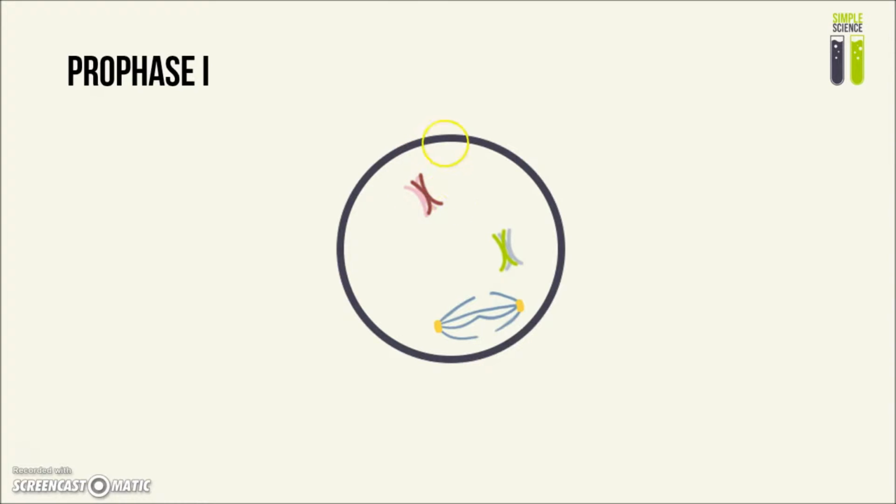As you can see here also, where the chromosomes cross each other, it is called a chiasma, and at this chiasma is where the genetic material exchange takes place, which gives a lot of variation.